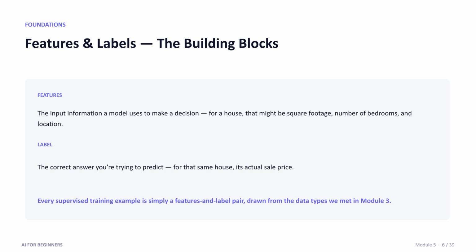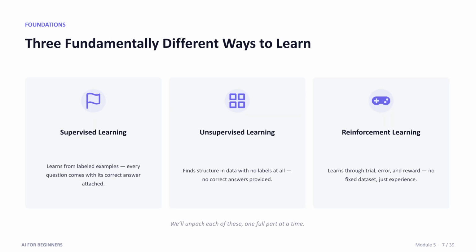To get there, we use features and labels. Features are the input information, like a house's square footage or location, and the label is the answer we want to predict, such as the sale price. These pairs are the essential building blocks for our models. There are 3 primary ways a machine can learn: supervised, which uses labeled examples; unsupervised, which finds structure without labels; and reinforcement learning, which learns through trial and error. We'll explore each of these in depth.